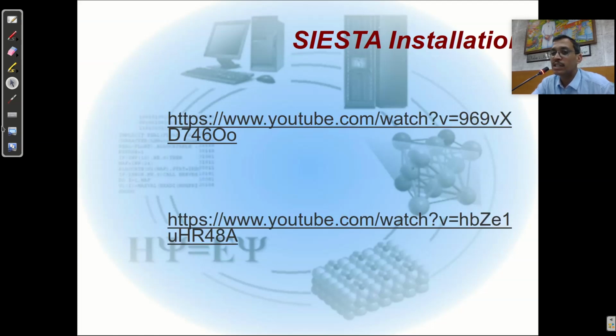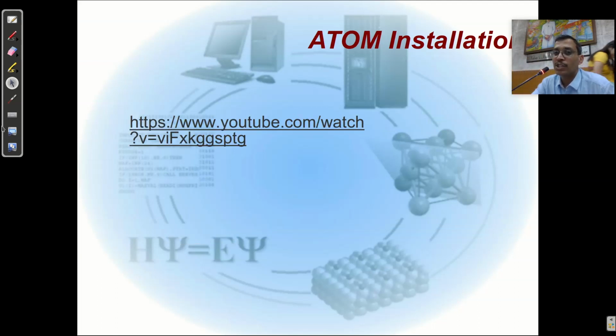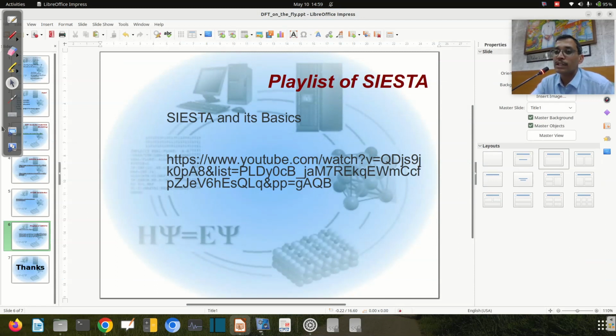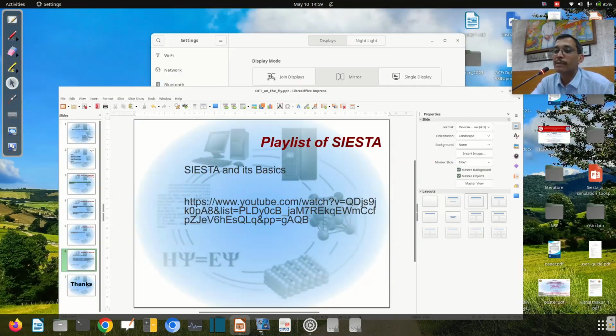So this is the SIESTA installation. This is split into two parts, and this is the Atom installation. Then this is the playlist of SIESTA, and in this I have covered SIESTA and its basics, right? So let me now talk about all these things practically, how things can be done practically.